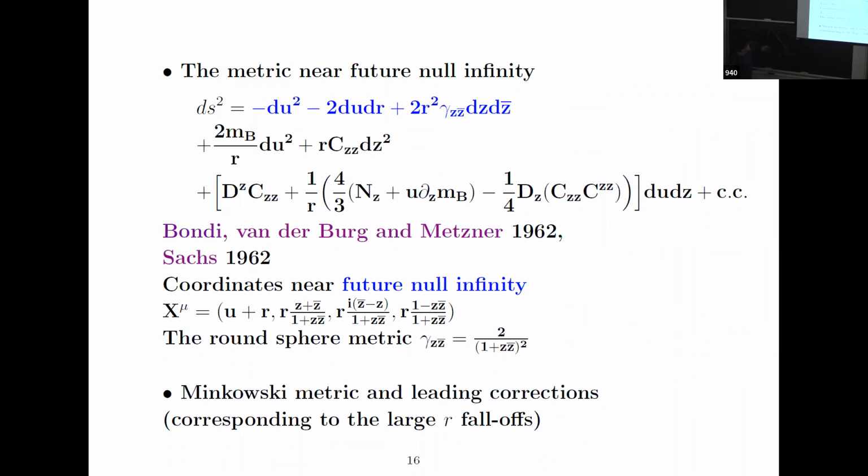Then according to the BMS work in 1962, the metric can be written in this way. The first line is the known Minkowski metric, but still some 1 over r dependence appears here, while the other quantities depend on u and z bar. This is the previous rectangular coordinate in terms of r, z bar, and the retarded time. So the metric is given by this one.